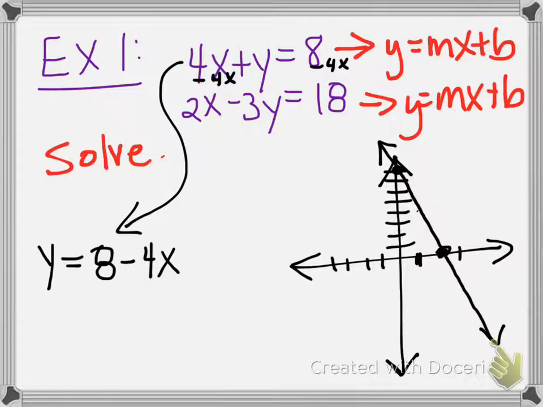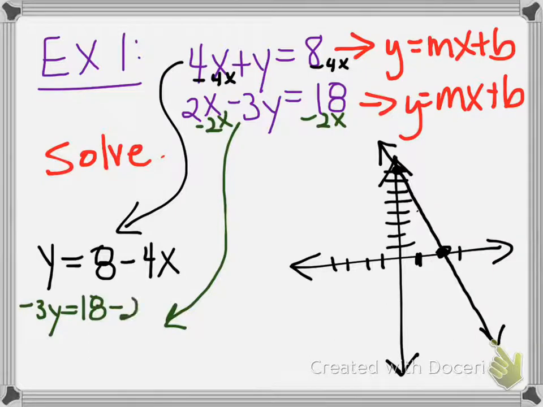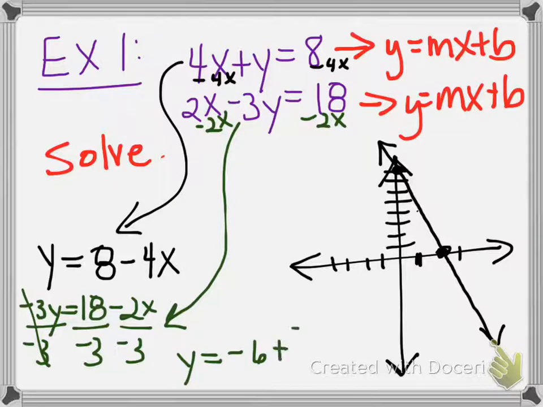Okay, now I'm going to look at this line right here and get y by itself. So subtract 2x, subtract 2x. That gives me negative 3y equals 18 minus 2x. Now I'm going to divide by negative 3, divide by negative 3, divide by negative 3. So simplifying this, y equals negative 6 plus 2/3 x.